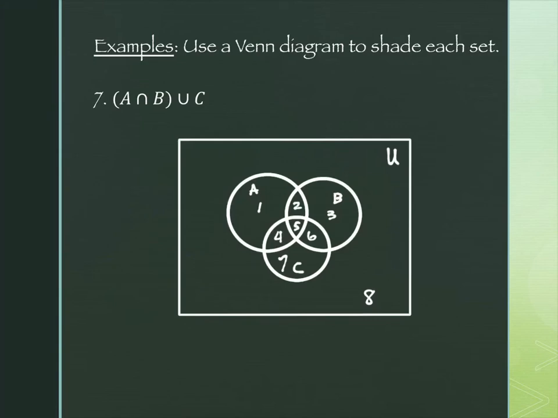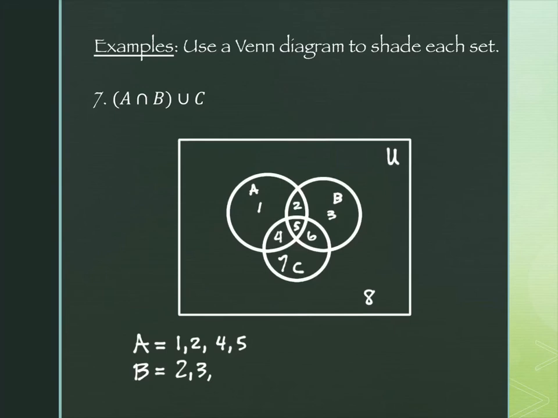Okay, so we're going to start inside the parentheses, and inside the parentheses it has A intersect B. So I'm first going to write down all of the numbers that are inside of circle A. What numbers do I have located inside of circle A? 1, 2, 4, 5. Is that okay? All the numbers inside of circle A. How about circle B? What are all the numbers inside of circle B?